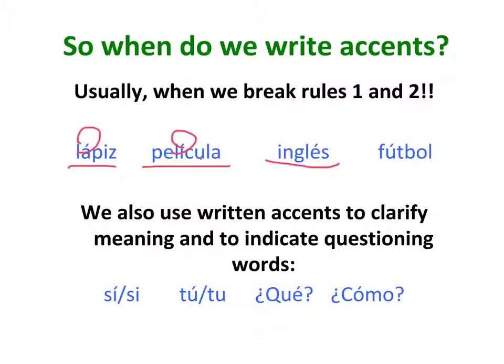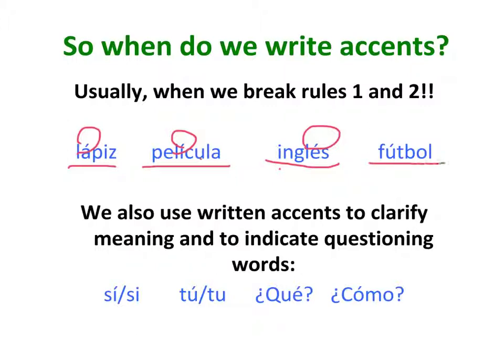Take a look at the word inglés. It's a rule 1 word because it ends in an S. So if there were no written accent mark on it, you would have to say inglés with the stress on the second to last syllable. But that's not what we say. We say inglés. The rule got broken. We write in the accent.